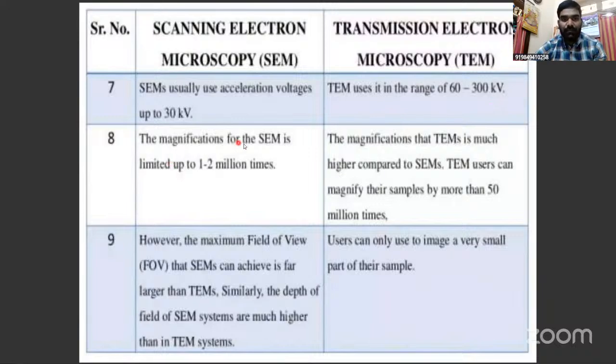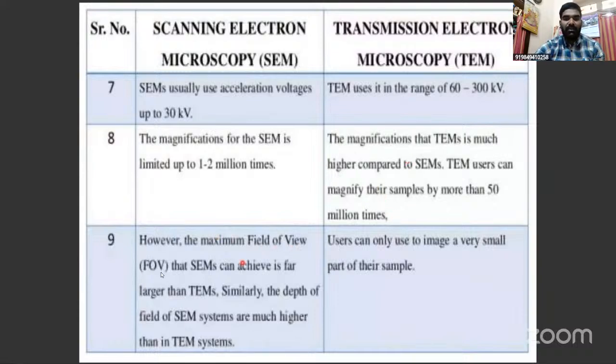The magnification for the SEM is limited to 1 to 2 million times. The magnification of TEMs, that is transmission electron microscopes, is much higher compared to SEMs. TEM users can magnify their sample by more than 50 million times.